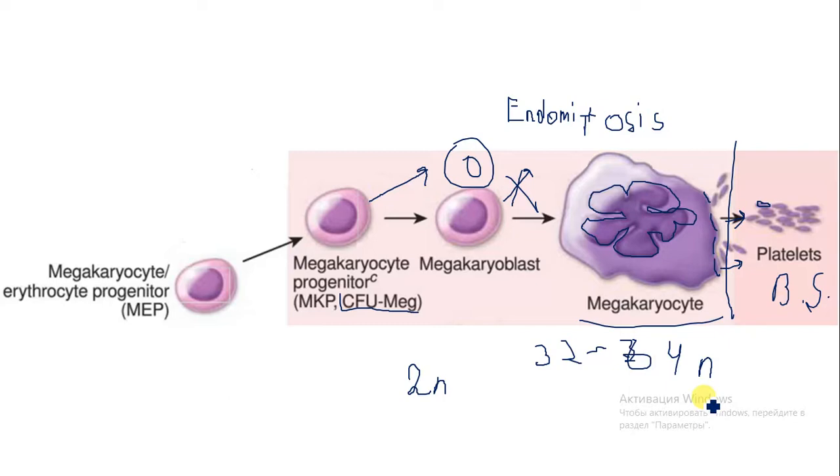Okay, once again, we have the megakaryocyte erythrocyte progenitor. Differentiation of this goes to formation of the megakaryocyte progenitor. The megakaryocyte progenitor, by mitotic division, produces a lot of megakaryoblasts. And these megakaryoblasts are unable to divide and start to undergo the process known as endomitosis, by which the nucleus becomes extremely huge, and it possesses 64 numbers of chromosomes.